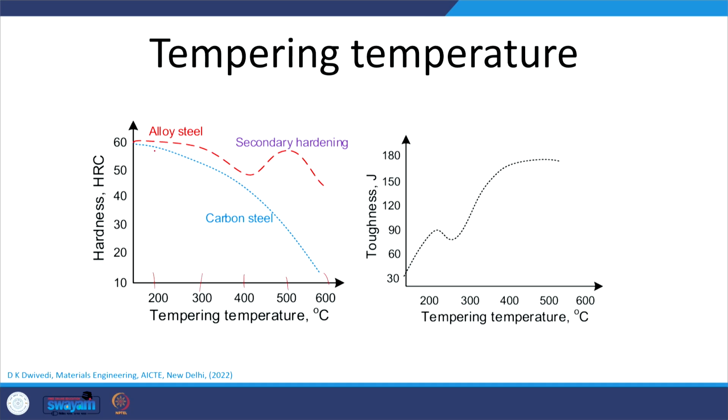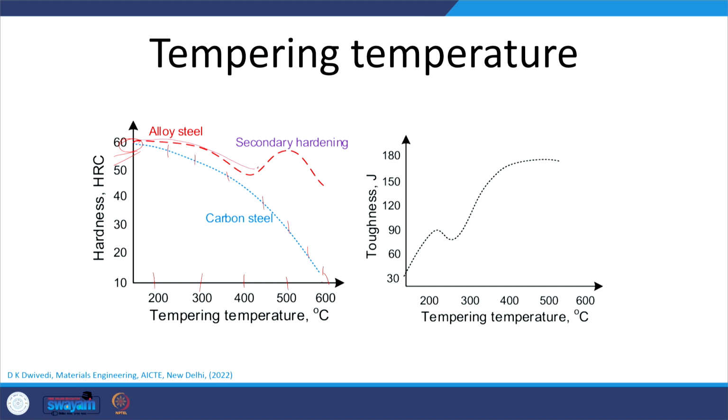So, say a hardenable steel, just after the hardening, has attained 60 HRC hardness, and if we go for tempering at different temperatures, then our hardness will keep on decreasing, in case of the carbon steels.